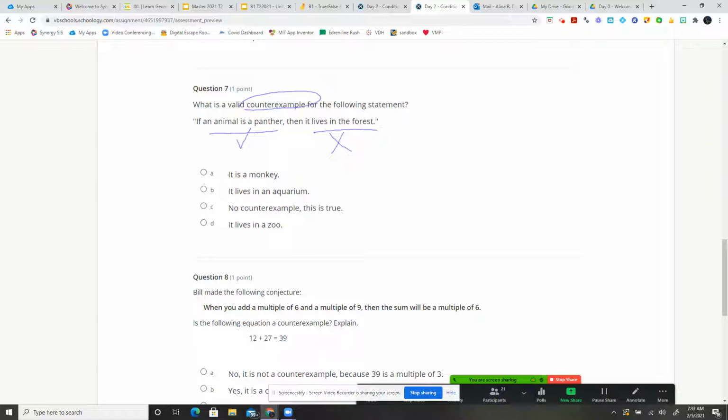So it's definitely not a monkey, because a panther is not going to live in a monkey. What I'm looking for is a counter conclusion. I want a different ending to my sentence. Some people do argue that a panther could live in an aquarium. Maybe. There's no counterexample. Well, that's possible.